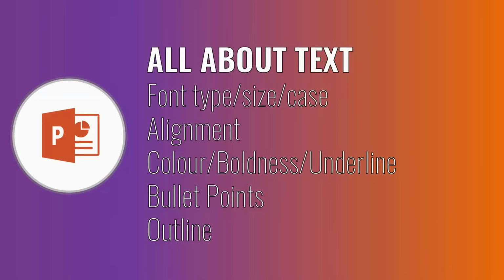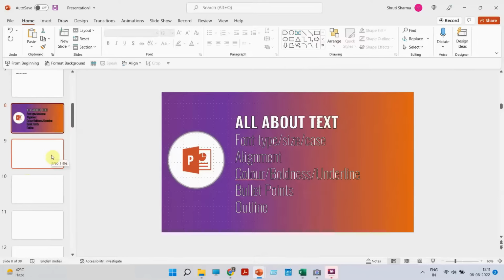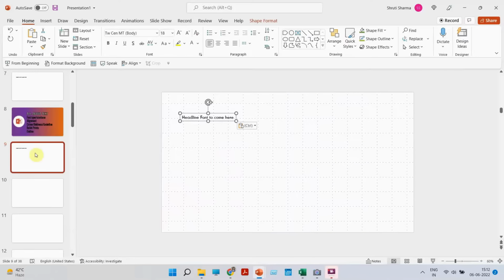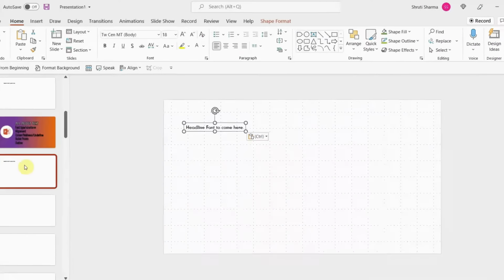So you have already learned about how to insert a text box on your slide, but there are a lot more basic things that one must know in order to create a presentation. For example, things like how to align text, how to increase the font type, how to increase the font size, how to change from uppercase to lowercase, how to change the font type, color, boldness, outline and a lot more. So let me show you how to do that. Let's begin with font type, size and case.